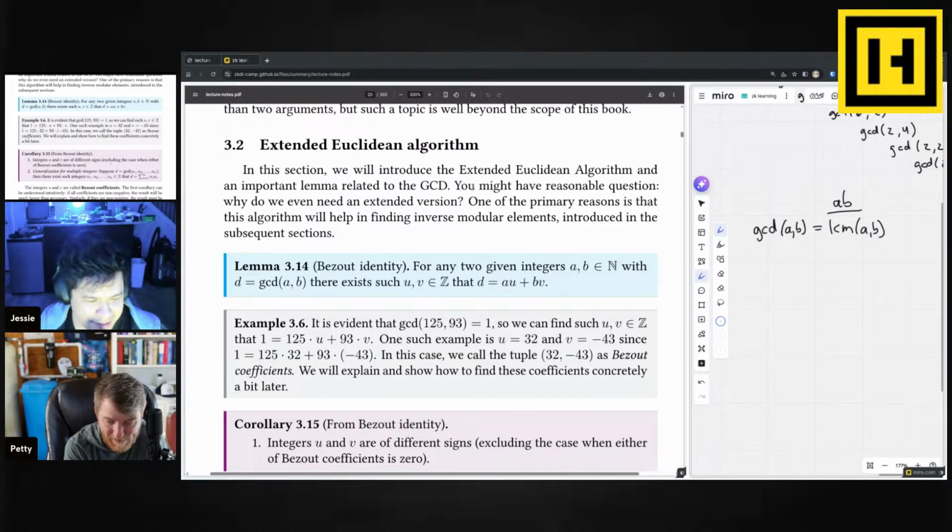It's so nice to see a worked example. We call the tuple 32, negative 43 the Bezout coefficients. Yeah, that makes sense. Interesting. We'll explain and show how to find these coefficients concretely a bit later.